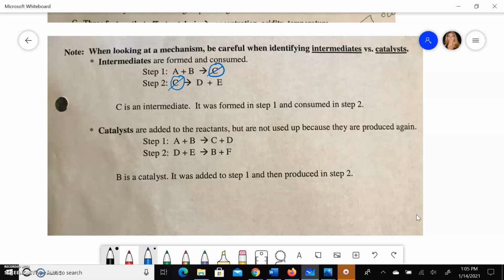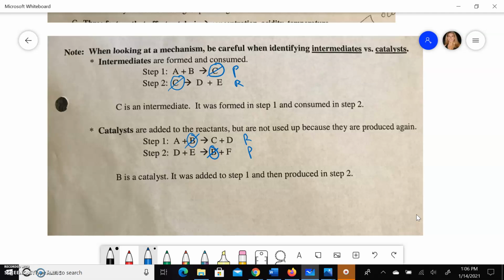That's an intermediate. A catalyst is something that you add to the reaction, and it's not used up because it's produced again. So letter B is a catalyst because you added it to the reaction, and then it got used up later down here. Or I'm sorry, it got used up, but then it was produced again. So B is still going to be crossed off, but notice that it started as a reactant and ended as a product. So again, this one starts as a product, ends as a reactant, starts as a reactant, ends as a product. And it'll still cancel out.